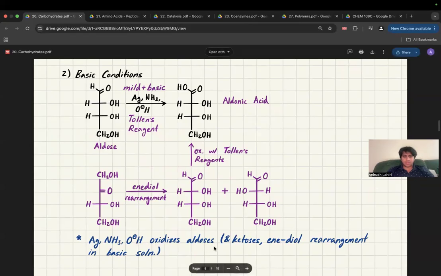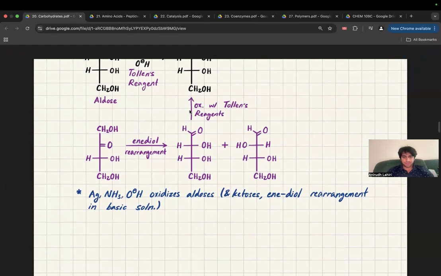Ag(NH3)2+ in OH minus will oxidize aldoses and ketoses. But if you want to oxidize a ketose, you have to go through an enediol first. So what I said might have been confusing. If you start with an aldehyde, you'll go directly to an aldonic acid. If you start with a ketose, you'll have to go through an enediol to move the carbonyl O up here, and then you can go to an aldonic acid.